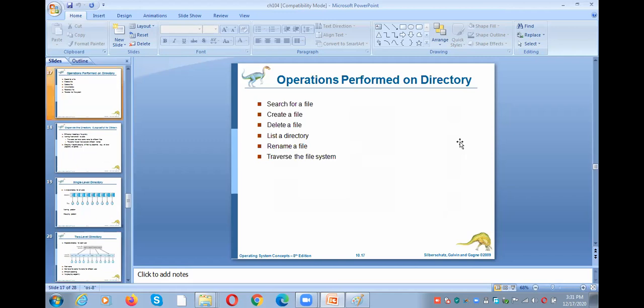And next, operations performed on a directory. We can search for a file, we can create a file, we can delete a file, and next we can rename a file, we can traverse the file system, we can list the directory. All these are the operations on the directory.